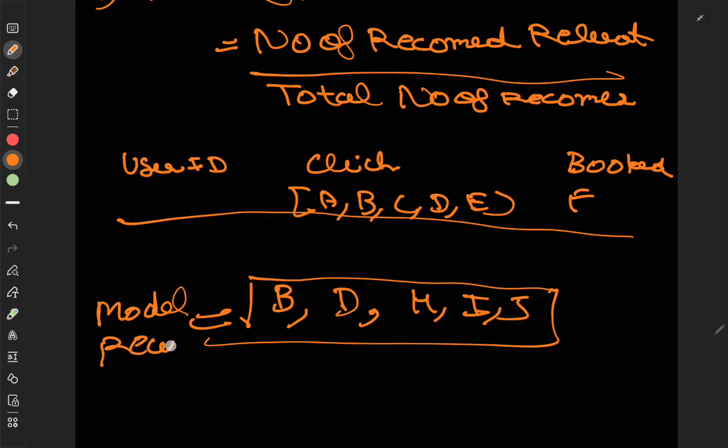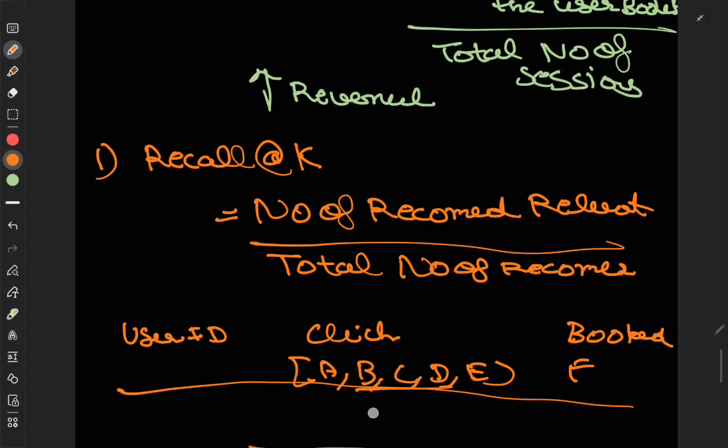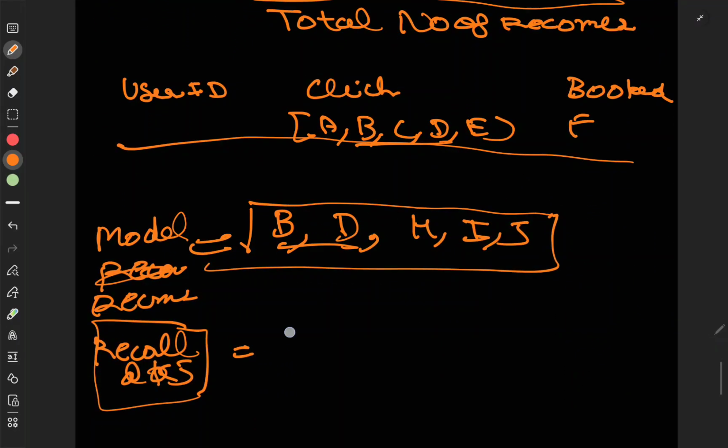This is the model recommendation. So what would that mean? B and D are present in the user's history, right? So the recall score, recall at 5, would come. K means the number of recommendations that we are showing. So recall at 5 would be 2 by 5, that is 0.4.